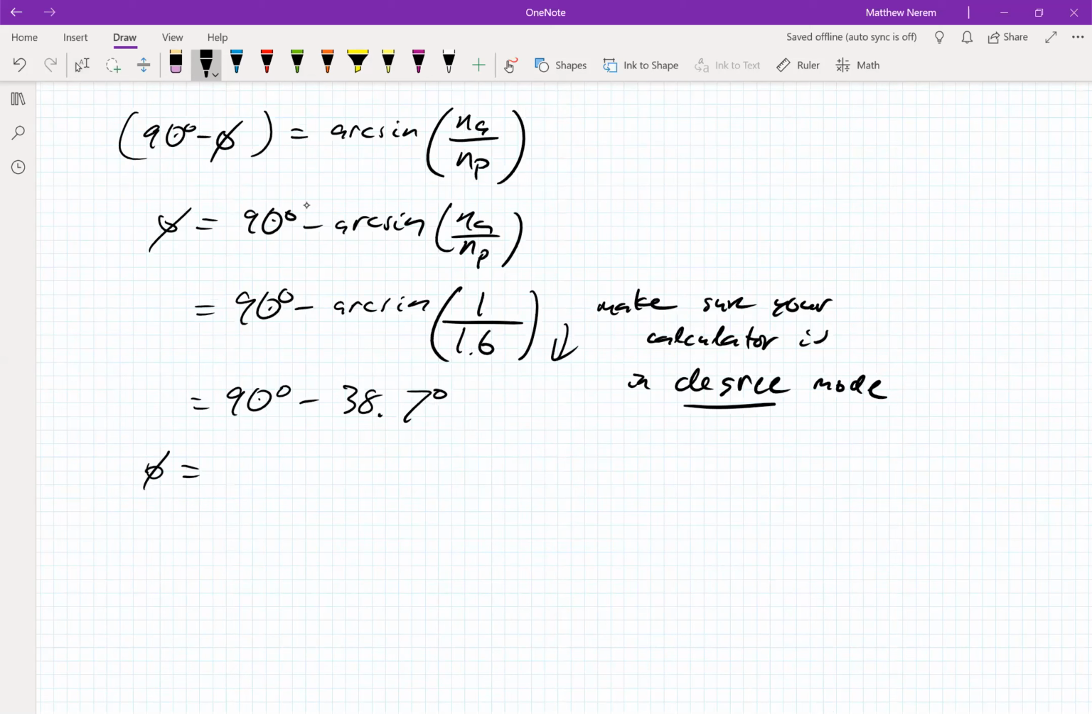So finally, we find that we can engineer the pipe to have that angle, that bend in it, that slot down, to be at 51.3 degrees.